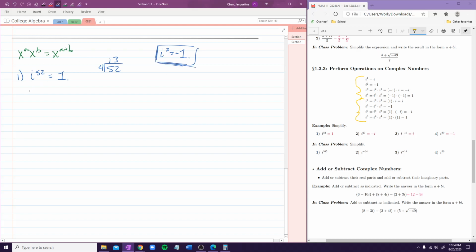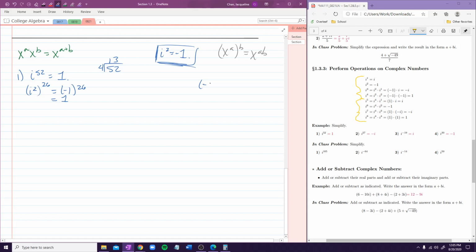So how else can I do this? Another exponent rule is x to the a, to the b, is equal to x to the a times b. In this case, with 52, I want a to be 2. So how do I find b? I'm just going to divide it by 2, and when I do that, I get 26. So what does this equal? This equals negative 1 to the 26th. And when there's an even power, this is just going to be positive 1.